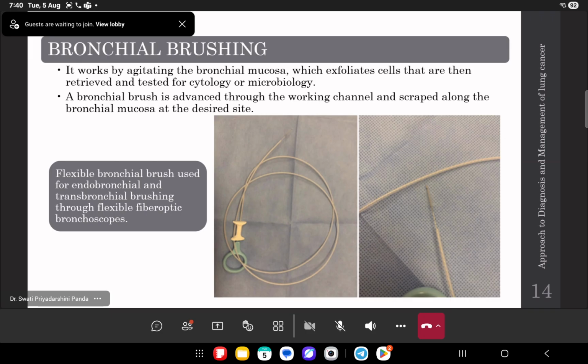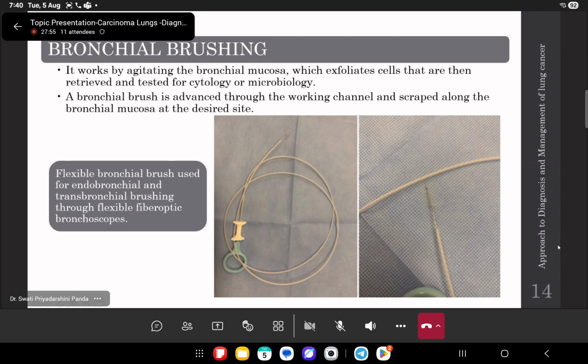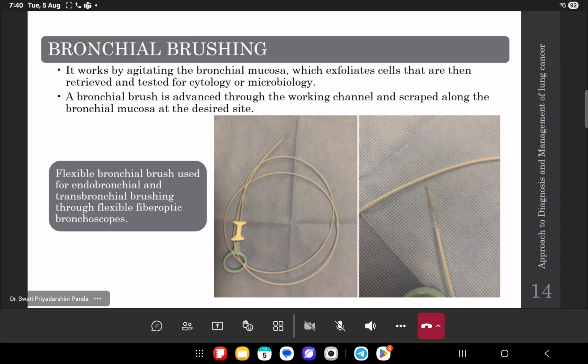Bronchial brushing works by agitating the bronchial mucosa, which exfoliates cells that are then retrieved and tested for cytology or microbiology. A bronchial brush is advanced through the working channel of the bronchoscope and scraped along the bronchial mucosa at a desired site. This is the image of the flexible bronchial brush used for endobronchial and transbronchial brushing through the flexible fiber optic bronchoscope.